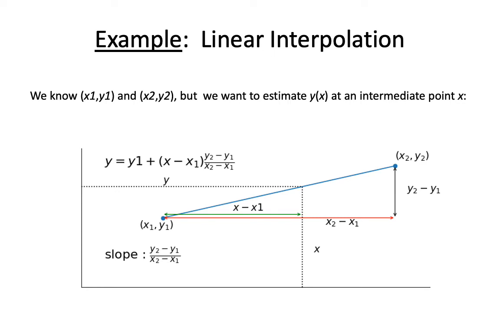So let's try this with an example. In this example, we're going to do linear interpolation. This is something that a lot of people in sciences will do. Basically, you're trying to estimate a value in between two other values. So let's say on the x-axis here, we've got point x1, and we've got another point x2. And we know that this function y of x has value y1 at x equals x1 and y2 at x equals x2. Now we want to estimate the value of y at some arbitrary value of x somewhere in between x1 and x2.